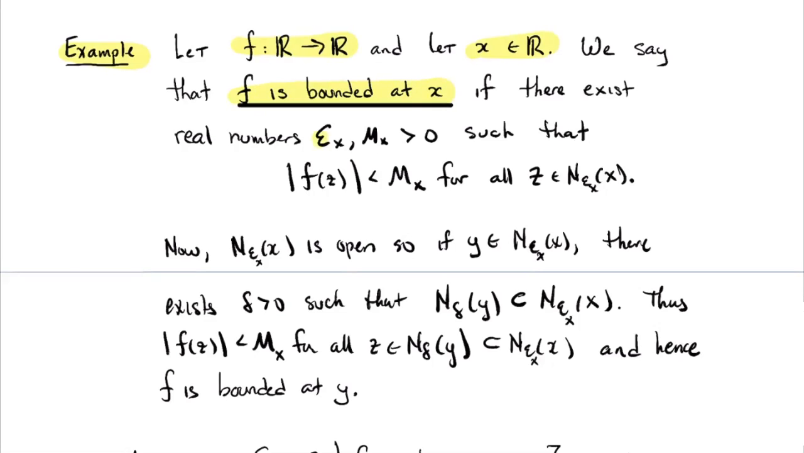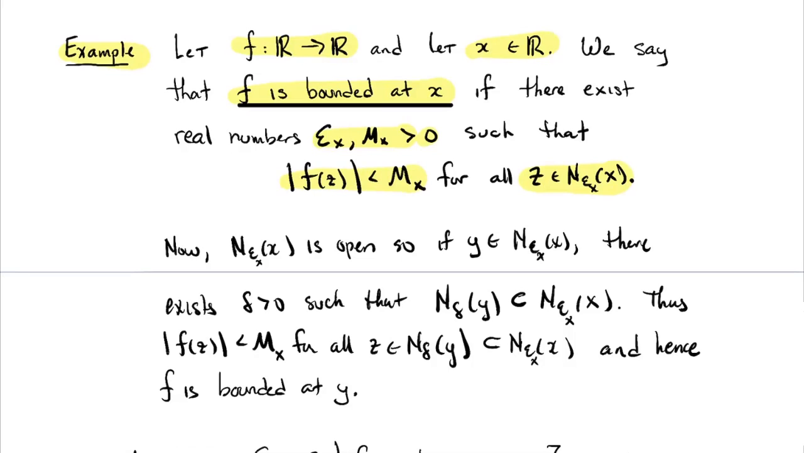If there are some numbers, epsilon and m, they depend on x. So that's why I'm writing epsilon sub x and m sub x. They're both positive. And then what they have to do is that the absolute value of f of z has to be less than or equal to m sub x for all z in the epsilon neighborhood of x. All right. So hopefully this terminology makes sense. This function is bounded at x.